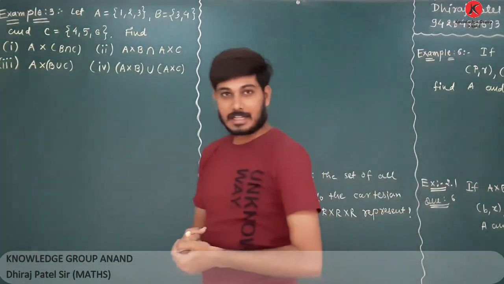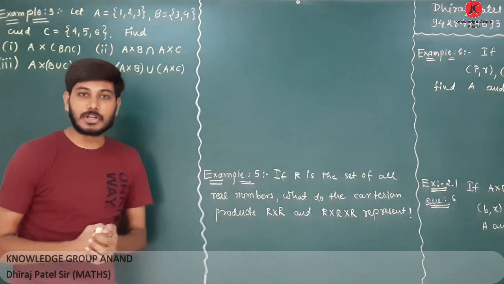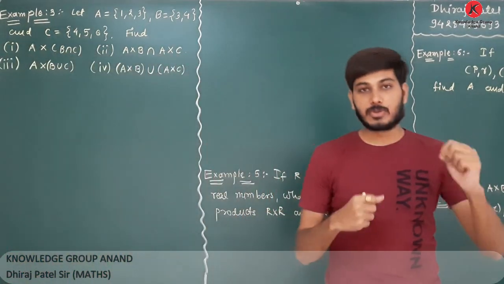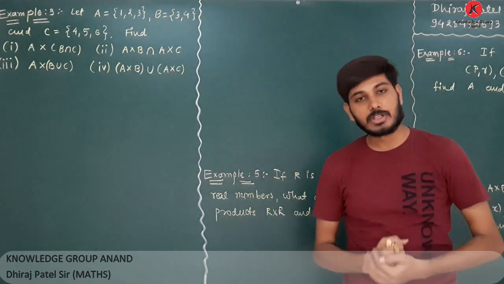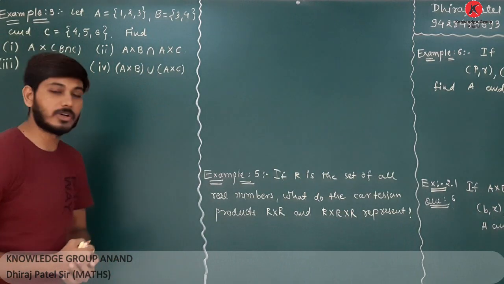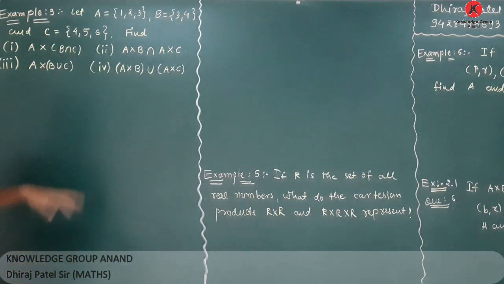Yesterday we started chapter number 2, relations and functions. In chapter number 2, we have discussed the Cartesian product of two sets. Now we are going for some extra questions related to these topics, exercise 2.1, and some examples here.